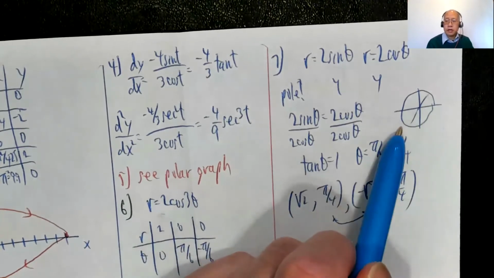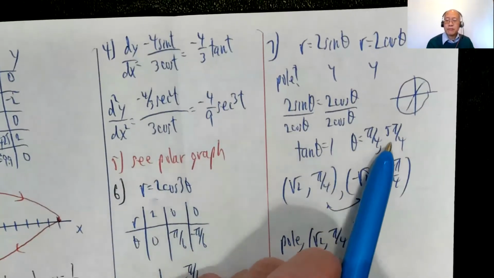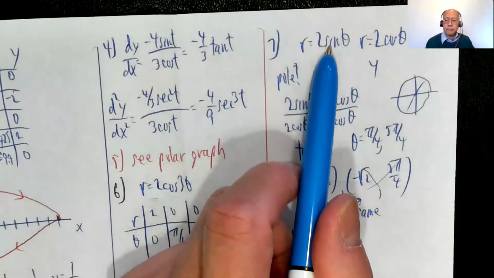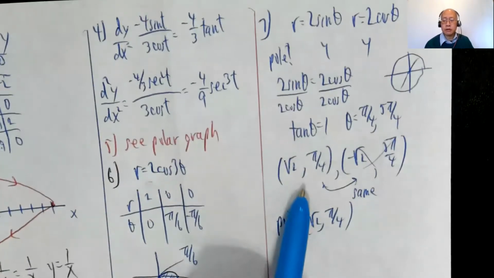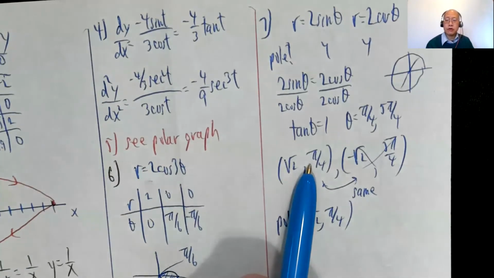That's in quadrants 1 and 3: pi over 4 and 5 pi over 4. Plug in pi over 4. Sine of pi over 4 is radical 2 over 2. Multiply that by 2, I have radical 2. So radical 2 comma pi over 4.